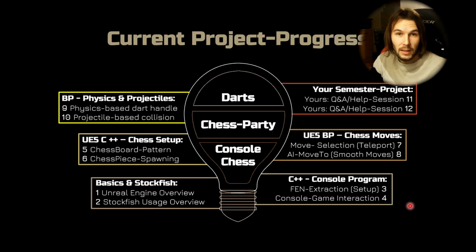As always, let's have a quick look at our current project progress. What you can see here is that we've already finished the console chess part, that's down here, and we also finished our 3D chess, which is the chess party part up here, where we built our fully functional 3D chess. And thus today we will advance to the physics and projectiles section, especially the physics-based dart handle today.